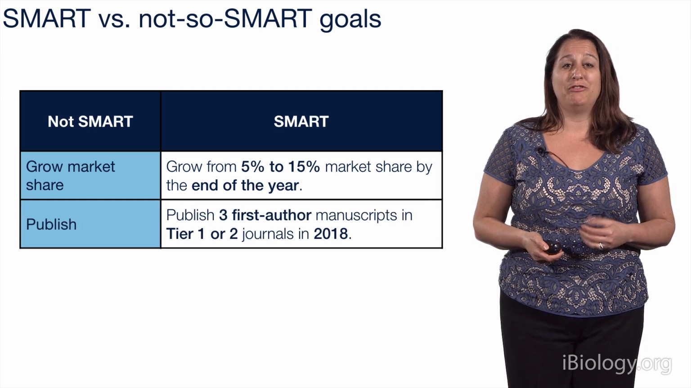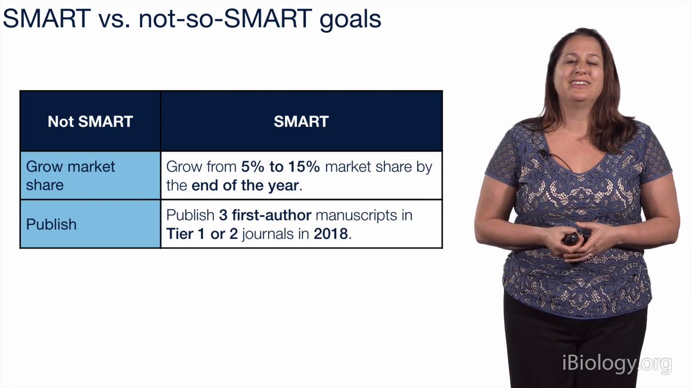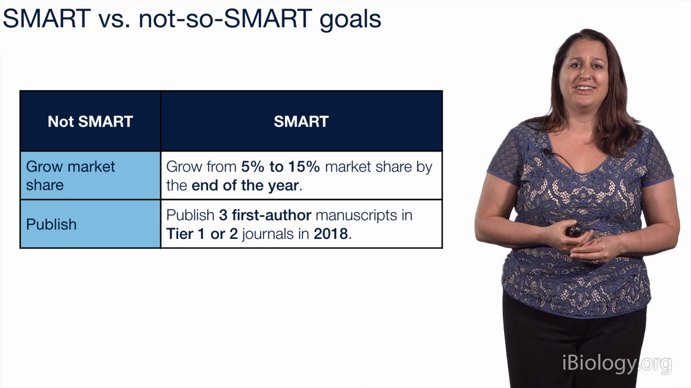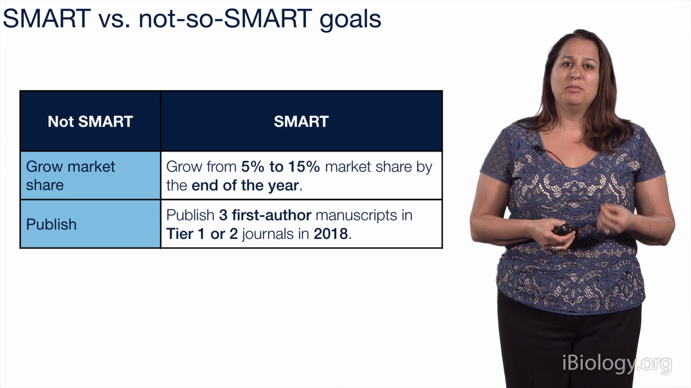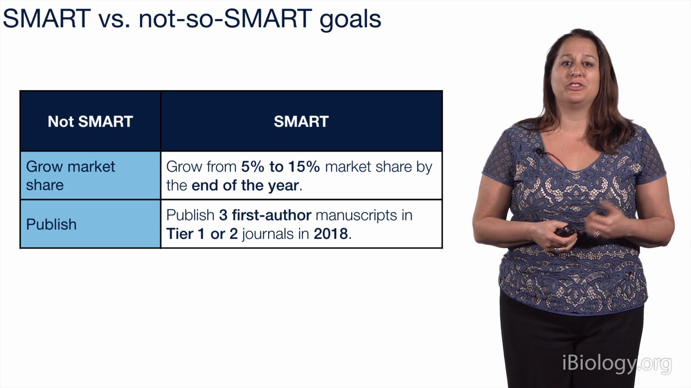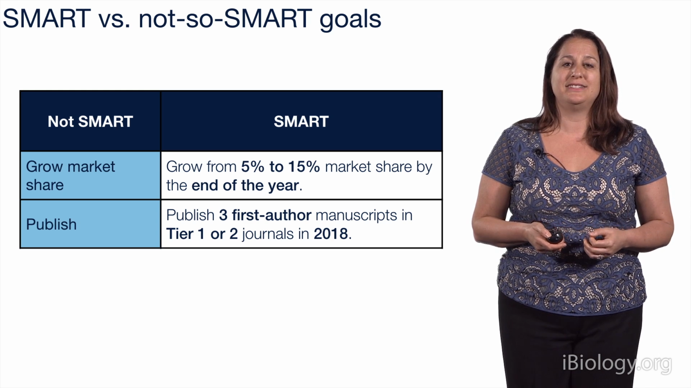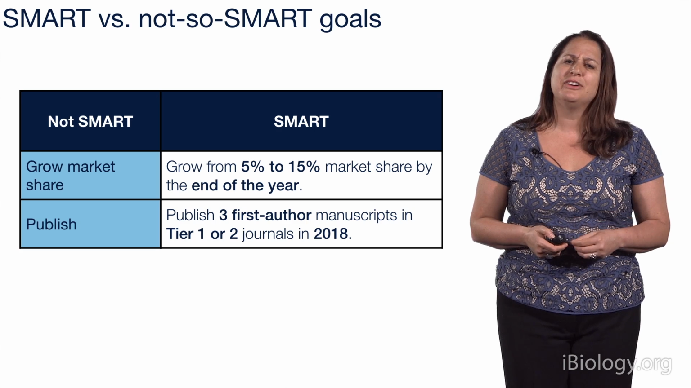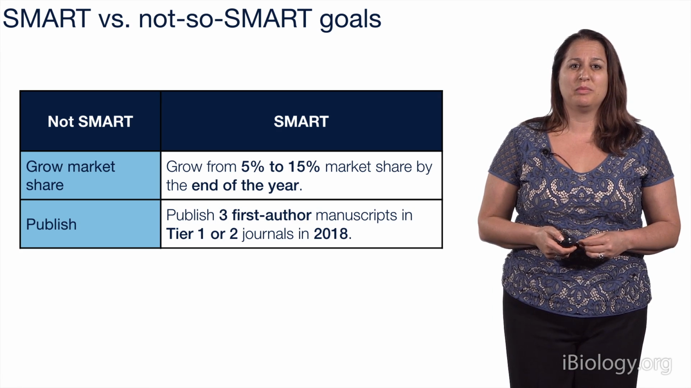Here's another example. If I'm a research lab, I want to publish. That's not really very helpful to track, is it? The SMART version might be publish 3 first author manuscripts in either Tier 1 or 2 journals in 2018. It's very specific and it's very clear if you're going to achieve that goal or not.